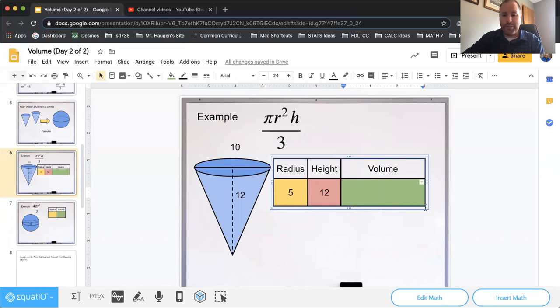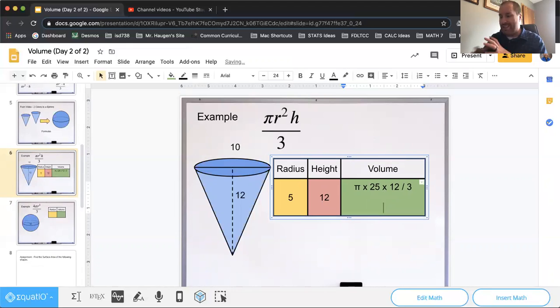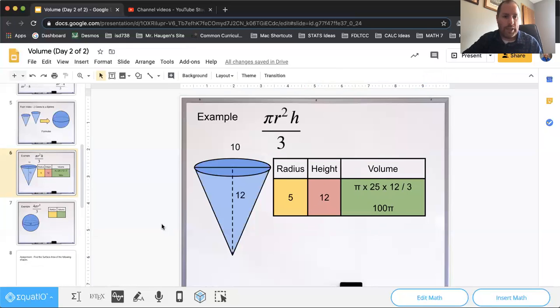The volume in here would then be pi times radius squared times the height divided by 3. I don't have a divided by symbol, so I'm just going to put a /3. Now again, just as before, you can go ahead and leave these things in terms of pi if you would like. Here's 25 times, well, 12 divided by 3 is 4. So if you want, you could leave this as 100 pi. If you want to put that into decimal form, you can do that as well. But it's perfectly fine to leave it in terms of pi. That's okay to do.